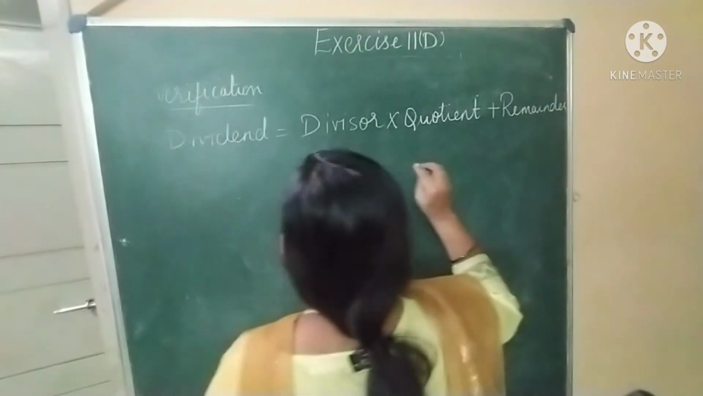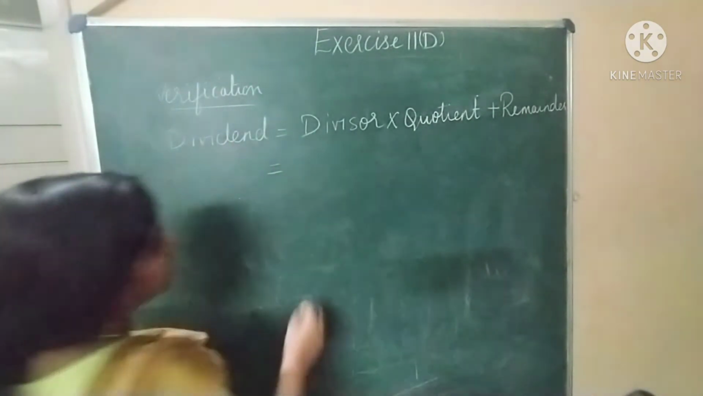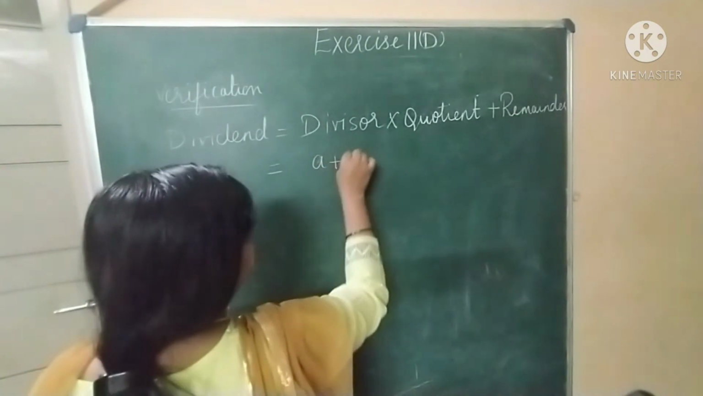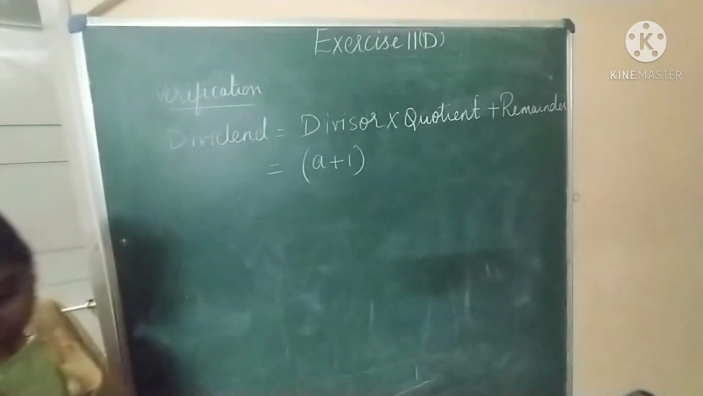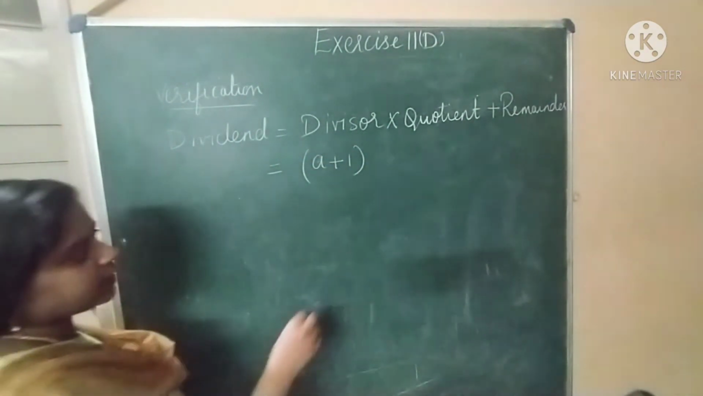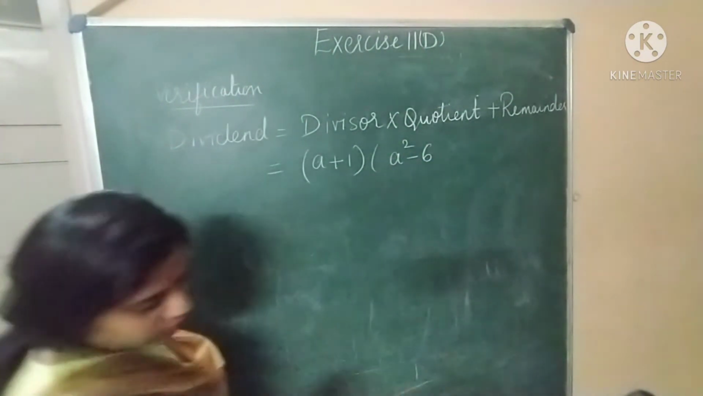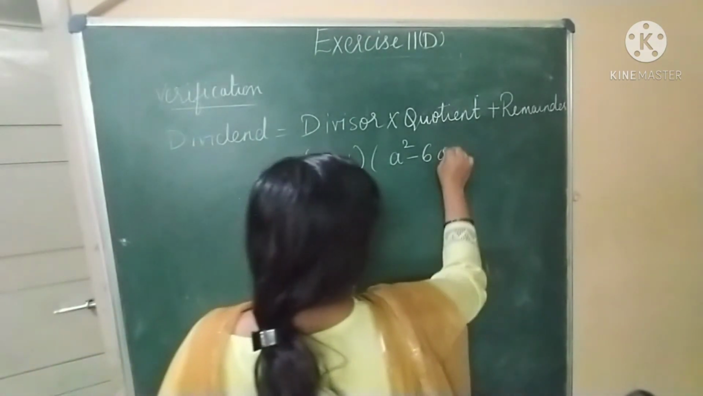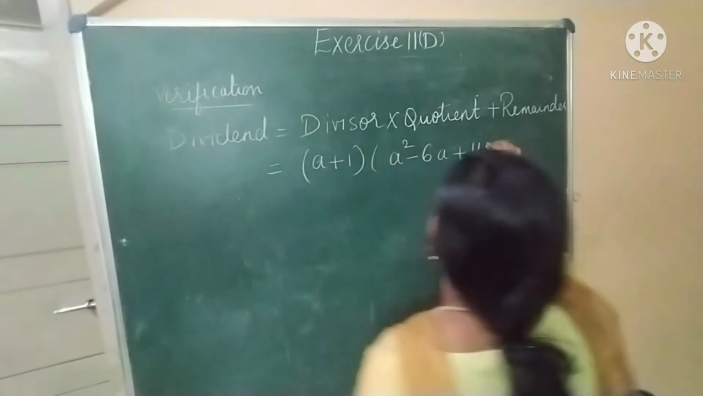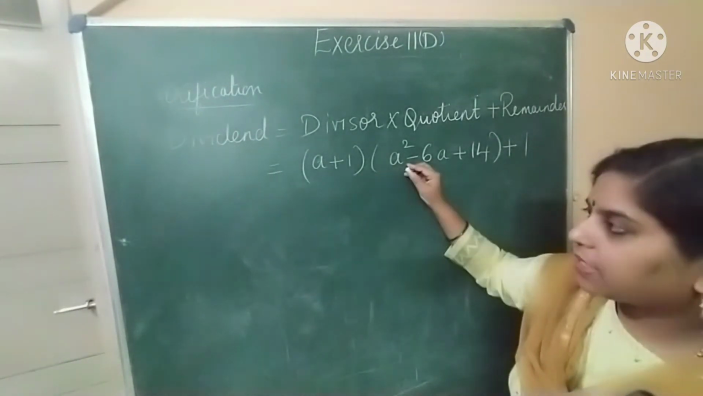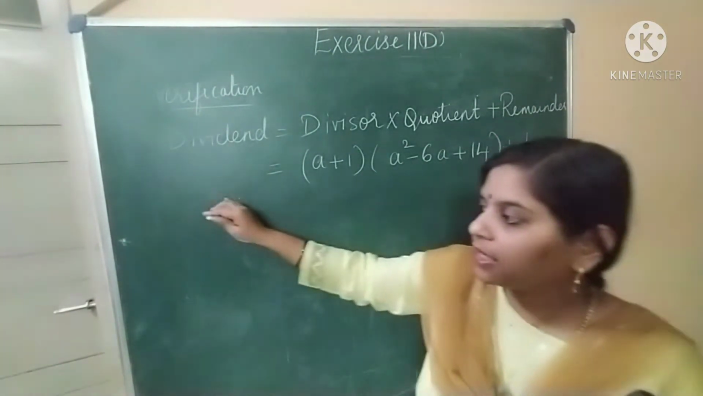Okay. So what is the divisor? What was the divisor given in the question? The divisor given in the question is a plus 1. Okay. What is the quotient given in the question? Quotient given here is a square minus 6a plus 14. This is the quotient obtained. What was the remainder we obtained? It is 1. When I simplify all these things, I should get the dividend.